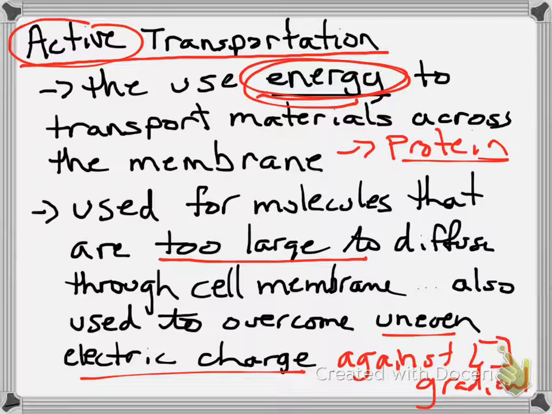Like, if you go on and take grade 12 biology, you'll come across active transportation because your cells, how your nerves fire, how your muscles fire. They all have active transportation involved because they have to move chemicals against the gradient every time they contract.